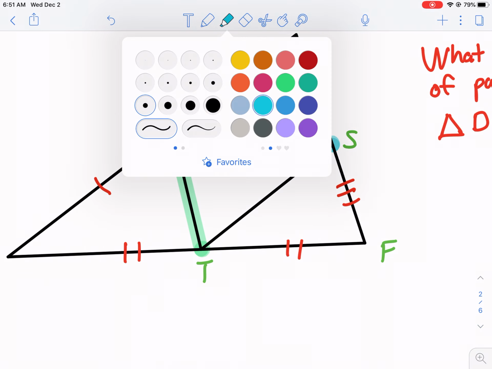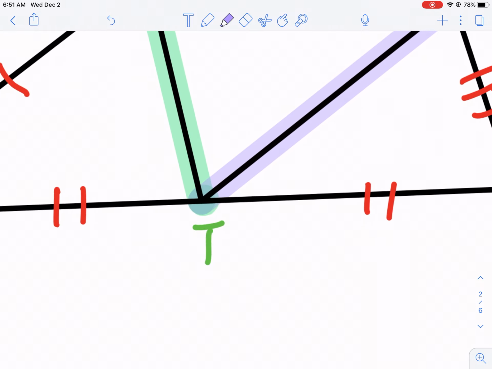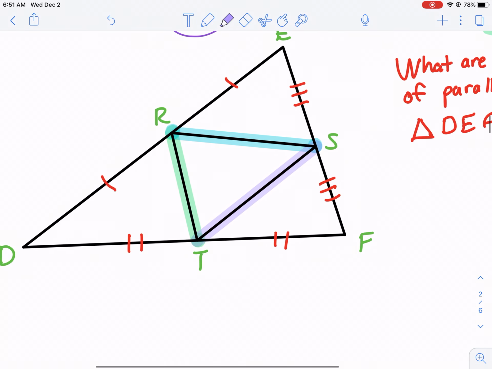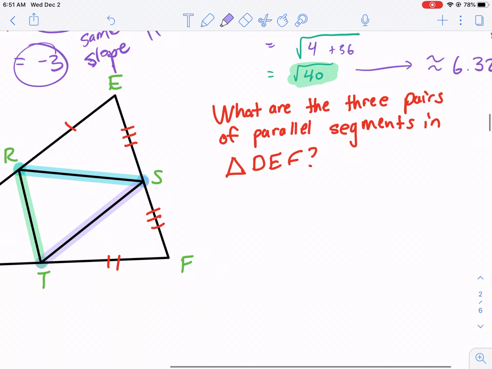Let's change color a third time, and let's travel down to midpoint T. We already know this is a midpoint because we started with it. So we have three mid-segments there. Now, what should we do? What are the three pairs of parallel segments?